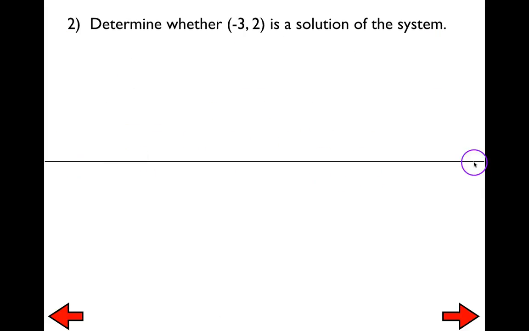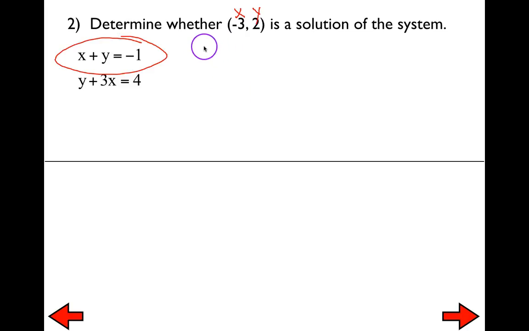Okay, so let's try another example. It says here, determine whether (-3, 2) is a solution to the system. So let's take a look at what the system looks like. Just a friendly reminder, for a system, there should be at least two equations. I'm going to plug in -3 for x and 2 for y. Checking the first one, x is -3, so -3 plus y, which is 2, equals -1. -3 plus 2 is -1. Since this is a true statement, this definitely works.